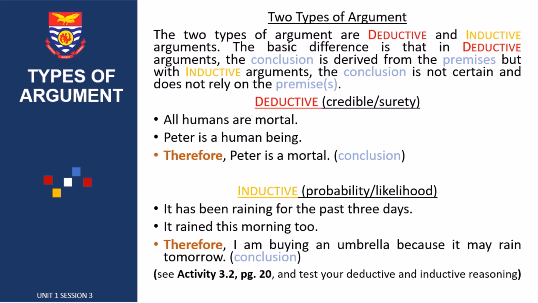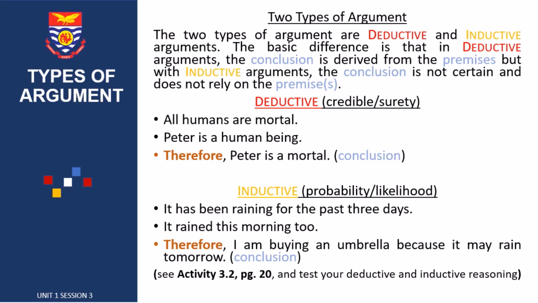Let's look at the example for a deductive argument, which is based on credibility and surety. It says all humans are mortal. Peter is a human being, therefore Peter is mortal. Right, from the available premises which are established, you can necessarily deduce a conclusion from that, and you realize that Peter would definitely be mortal, since all humans are mortal and Peter is a human being.